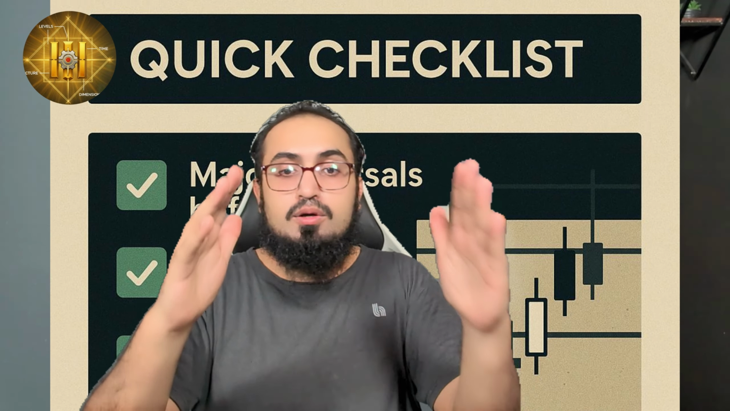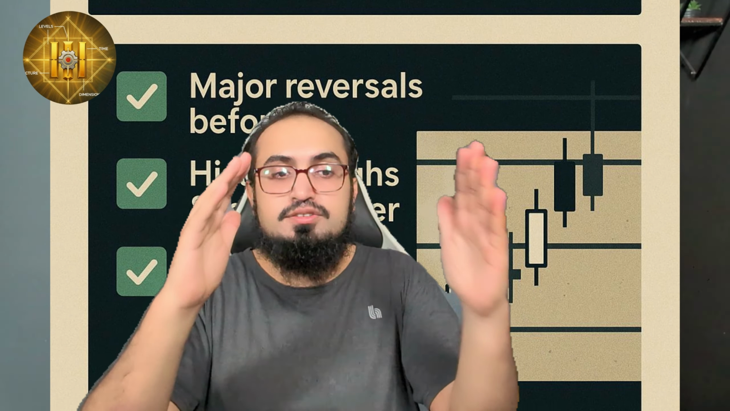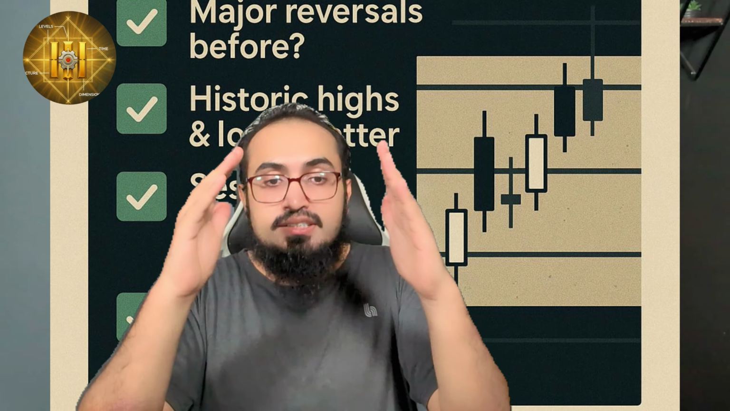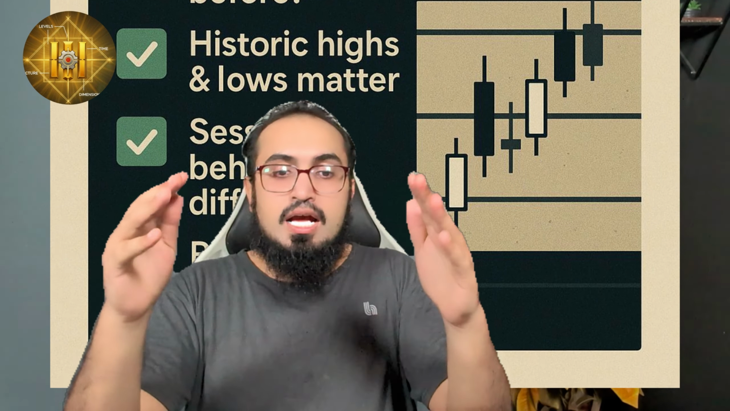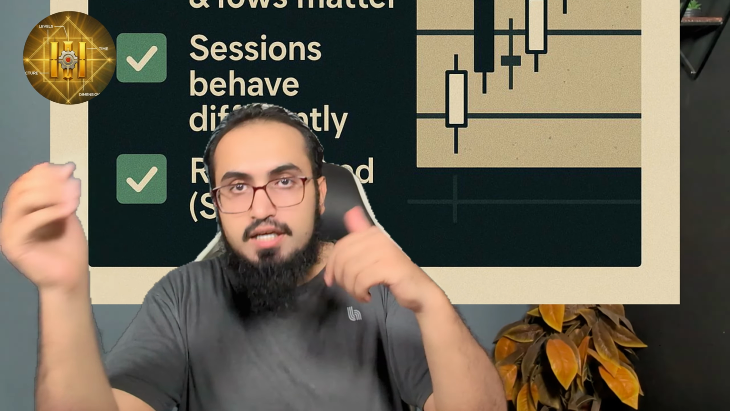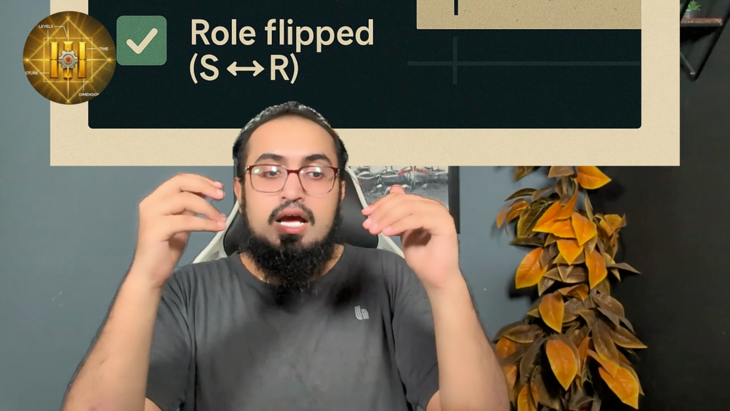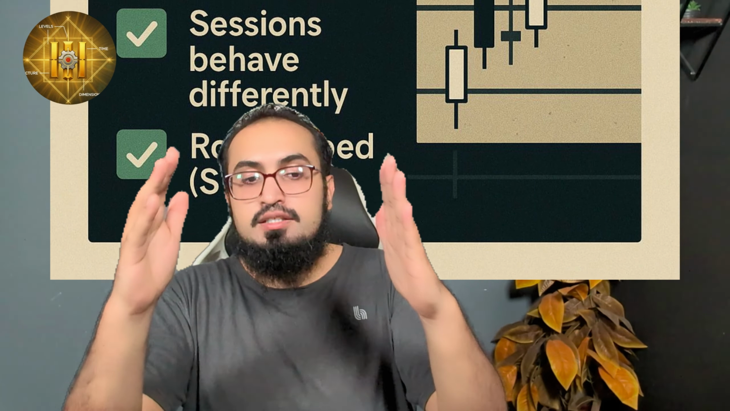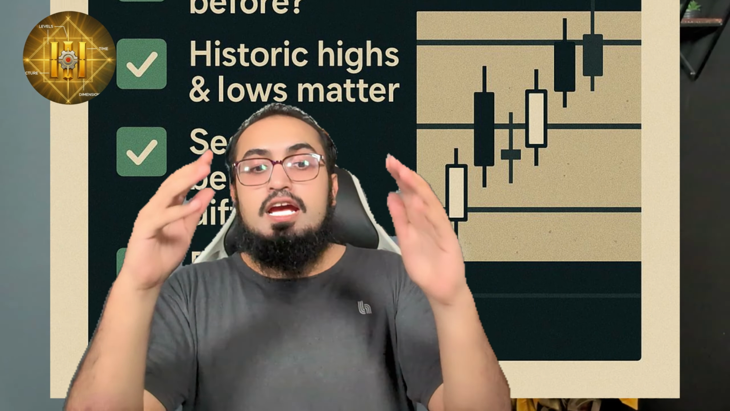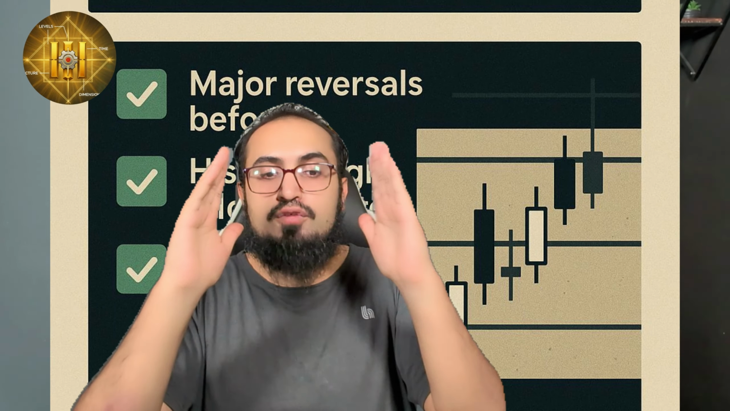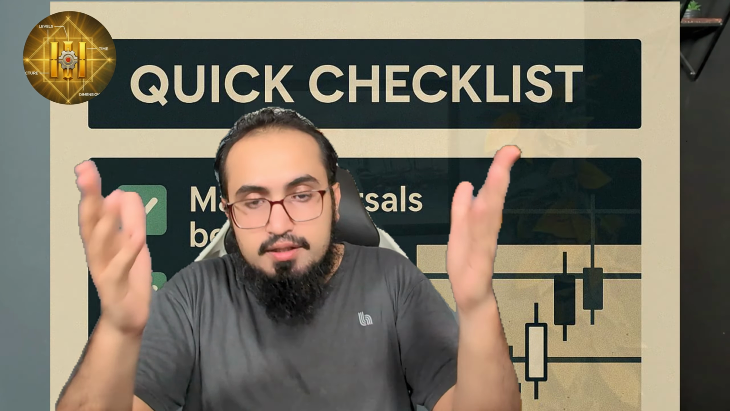Master checklist. Before you act at any level, ask yourself these questions. Has it caused a major reversal before? Does it align with higher time frame structure? Has it been tested multiple times? Is it likely to be tested during the active session? Has it flipped roles between support and resistance? If you can't answer yes to most of these, wait for a better setup.